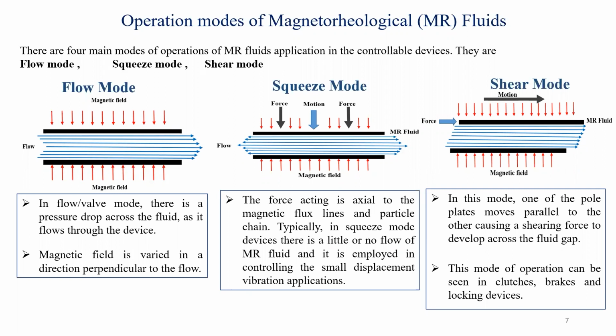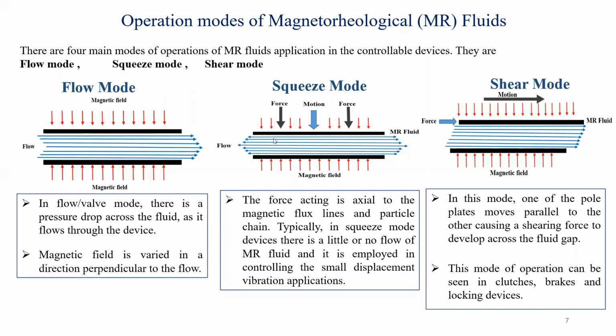The third is the shear mode, where the force is applied to the top plate, and the fluid just shears out, as shown in the figure, and the magnetic field is perpendicular to the flow direction. In all these cases, the flow and magnetic field are perpendicular. In this squeeze mode, the force is applied in this direction, and motion is also in this direction, whereas here the force is applied to the plate, this plate is stationary and this plate is moving, and this mode is called the shear mode.